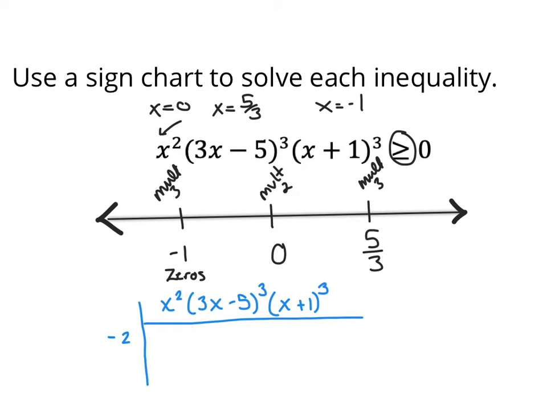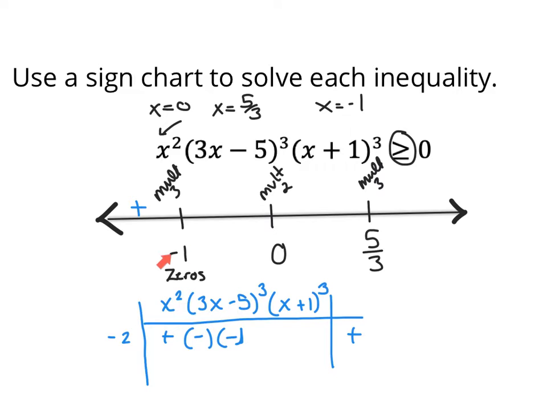Now, when I square -2, I get a positive. When I plug in -2 right here, I get 3 times -2 is -6, minus 5 will be a negative. And when I cube a negative, I get a negative. So I'm going to have a positive times a negative. And then I plug in -2 right here. -2 plus 1 will be a -1. Cube that, and I'm also going to have a negative. So when I take a positive times a negative times a negative, my answer here will be positive. So my values over here are going to be positive.